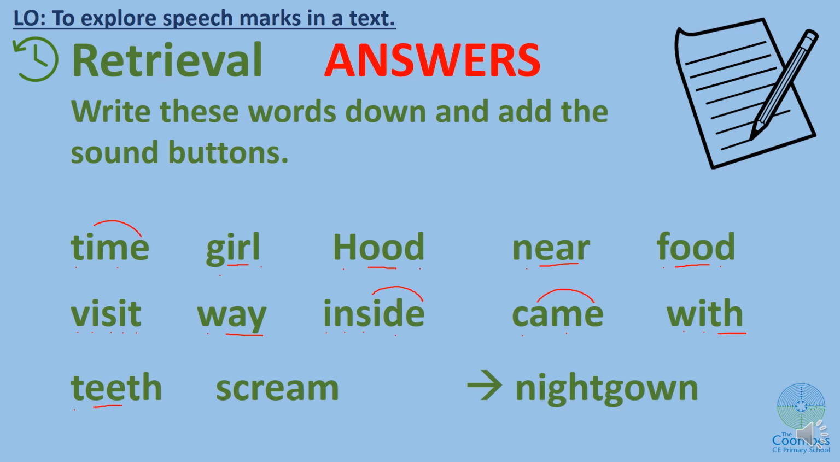T, e, teeth. K, e, scream. And then there was this super tricky one over here, so well done if you got this one right. It's n, i, t, g, ow, nightgown. Well done if you managed to put the sound buttons on all of those green words.